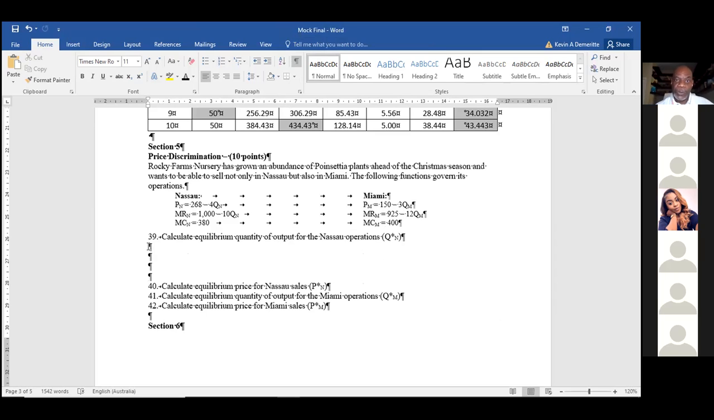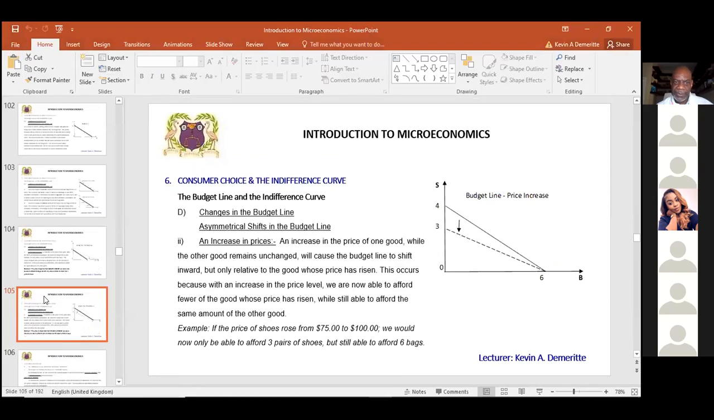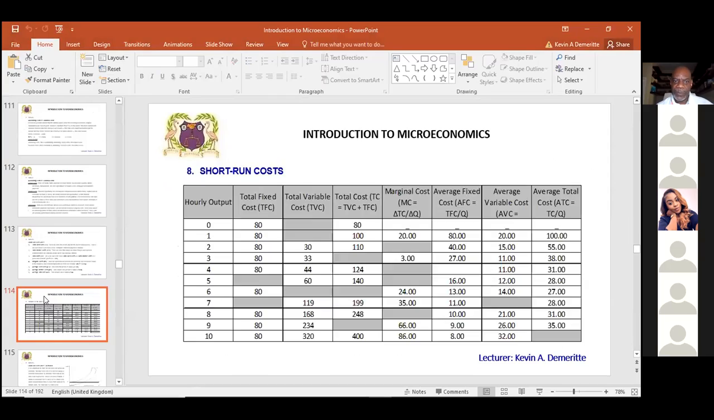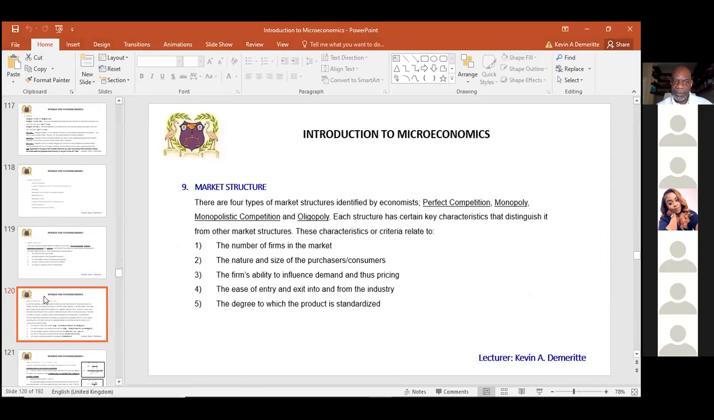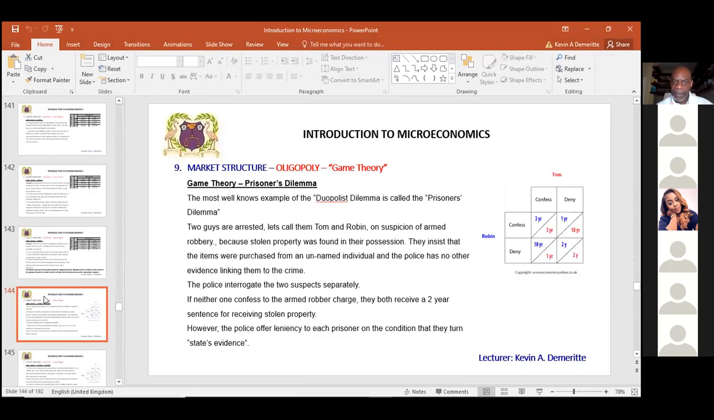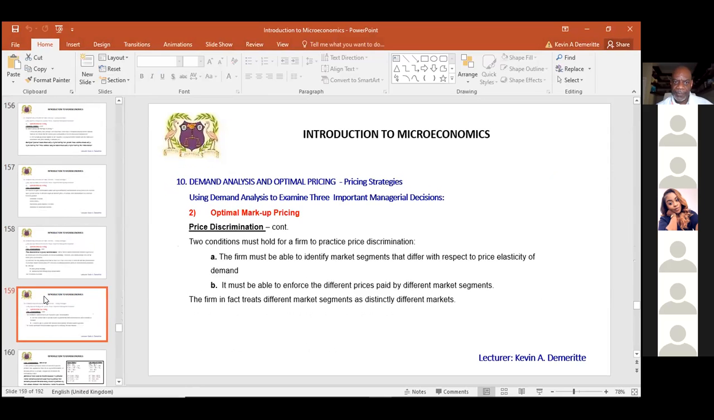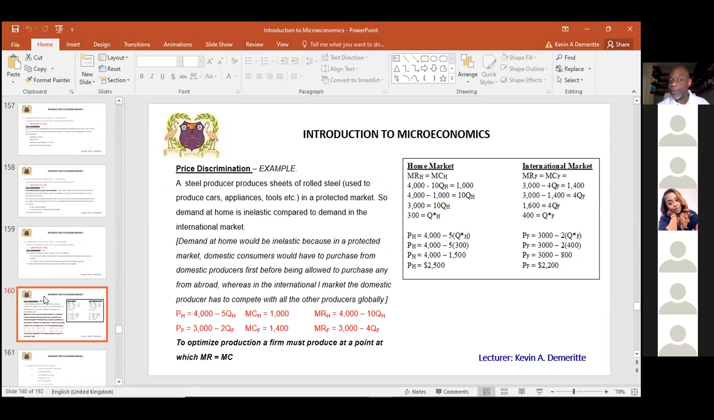All right, shall we go to our notes? Let's see, I'll run out of time tomorrow night. All right, so let's see, notes. Cost, market structure, selling, pricing. Here, price discrimination.